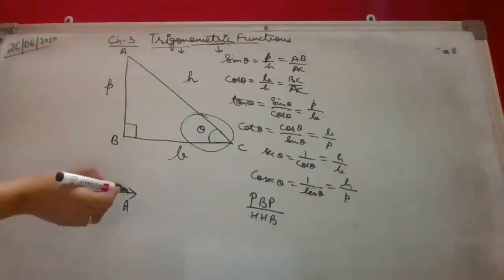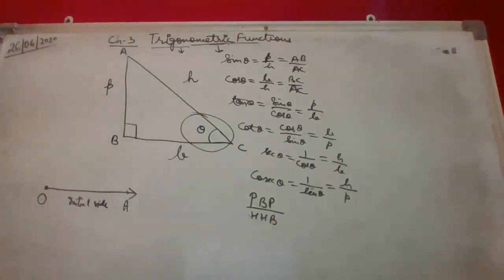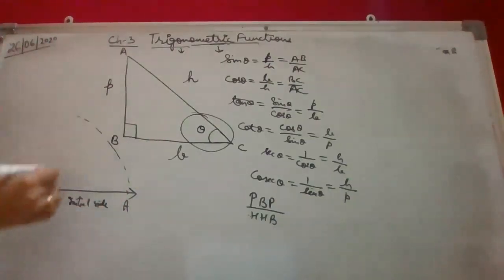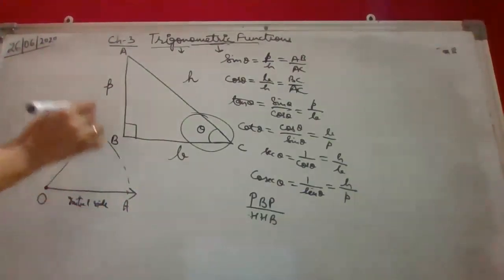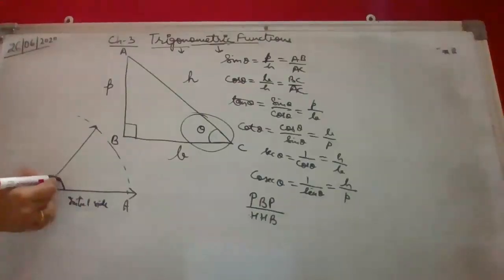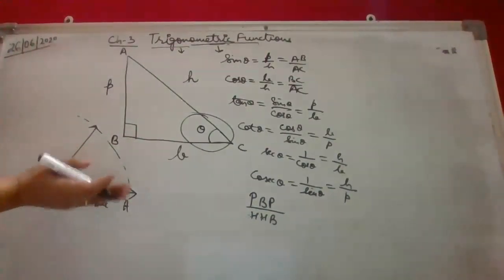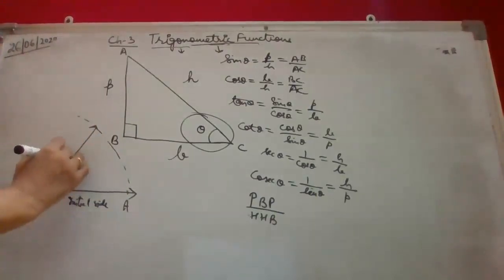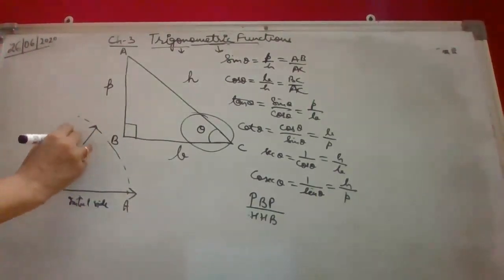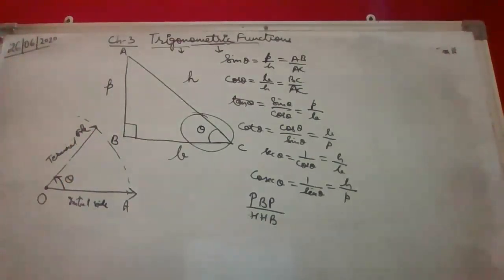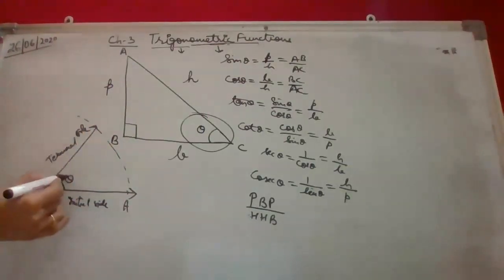If we just change the position of this ray such that it is moving like this, let us say the ray is moving like this, or we say that it is covering an angle of theta. Okay, it has changed its position from initial side to terminal side. Whatever is the final position, we say it as terminal side. It has changed its position from initial side to terminal side when it measures an angle theta.